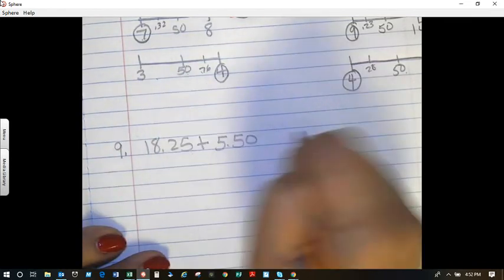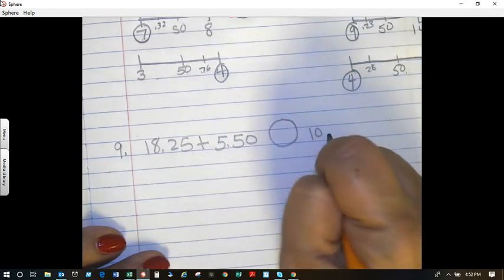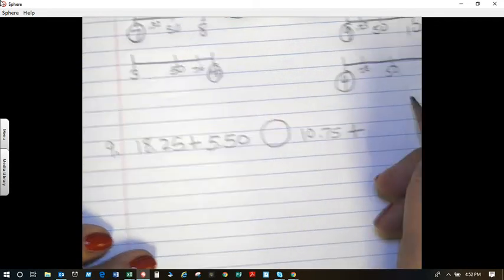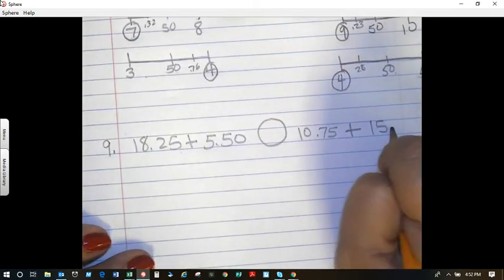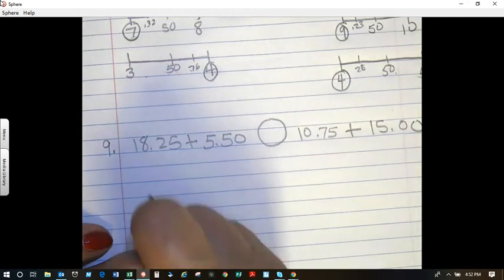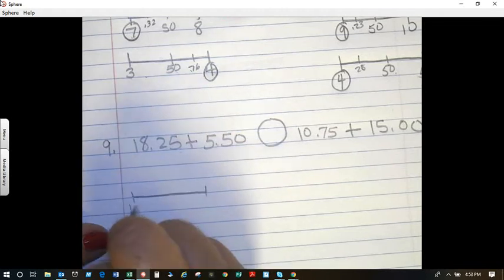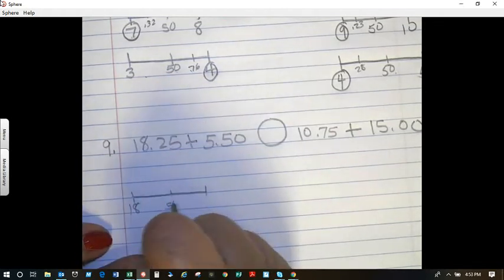$18.25 plus $5.50. Bring my circle there. $10.75 plus $15. All right, so I'm going to bring this down here. I have my number line. I'm rounding it to the nearest whole. 18, 50's in the middle. Can you see it already?